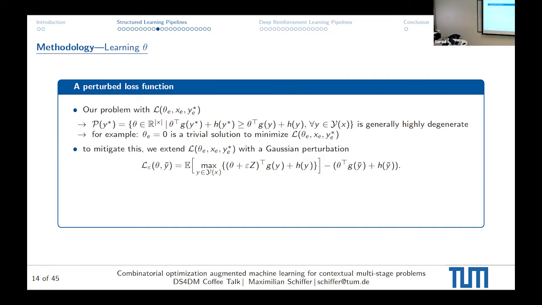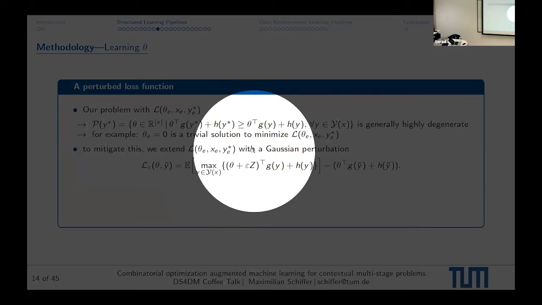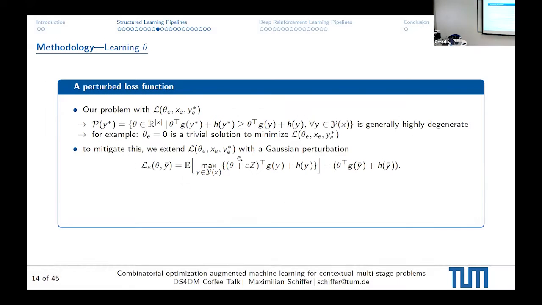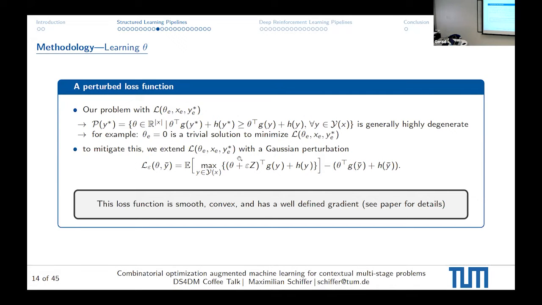So what we will do to mitigate this issue is that we will add some Gaussian perturbation precisely here on the theta. And by doing so, we will get a loss function that luckily is smooth, convex and has a gradient, which is also great because we want to do backpropagation on some gradient, right? So why do we need that perturbation? That is the critical aspect here, right?